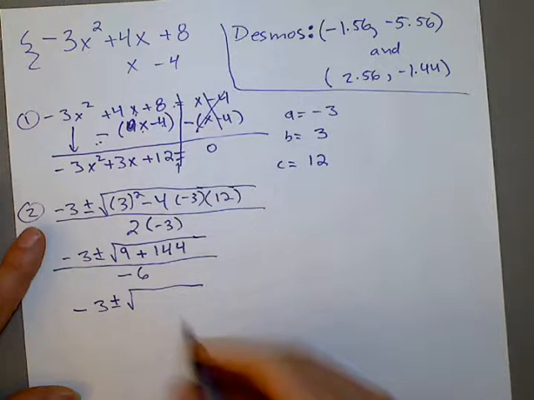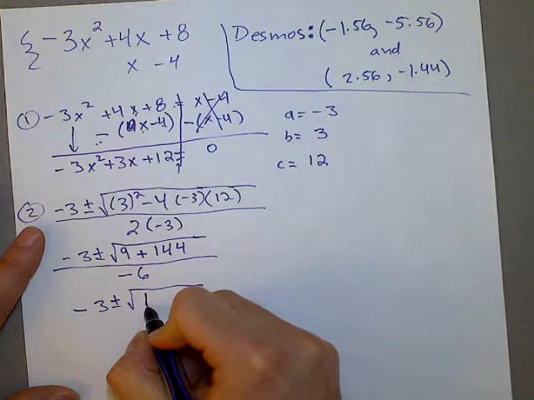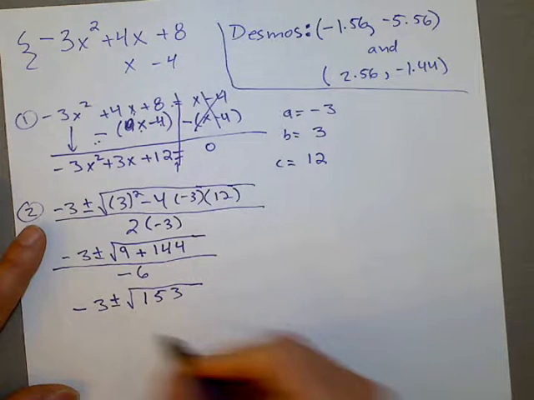So we're going to have negative 3 plus or minus the square root. 3 squared is 9, minus negative 4 times negative 3. That's going to give us a positive. Plus 144 all over 2 times negative 3, so all over negative 6. And then let's just add these two things together. So we're going to have negative 3 plus or minus the square root. 9 plus 144 is 153 all over negative 6.